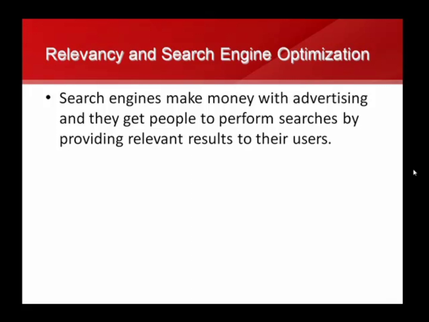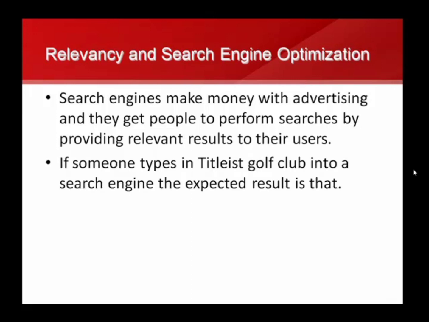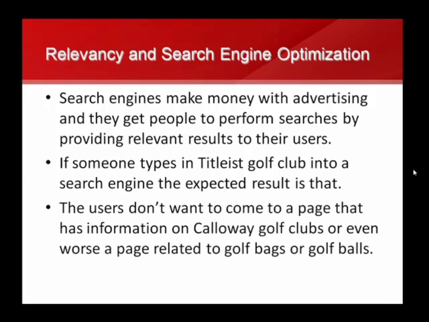So basically, if you're typing Titleist Golf Club into a search engine, the expected result is to find a Titleist Golf Club. The user is not trying to find information on a Callaway Golf Club. That's a totally different brand of golf club. Even worse yet, the person doesn't want to find information on golf bags or golf balls. They're there to find information about a Titleist Golf Club in this example. That's a brand of golf club. Same thing, it might be a Panasonic HD TV. They didn't particularly look for a Sony HD TV. They were looking for a Panasonic HD TV.